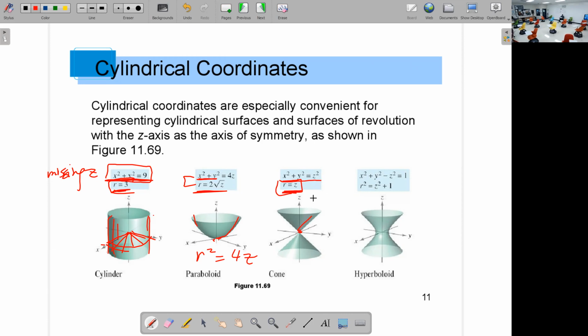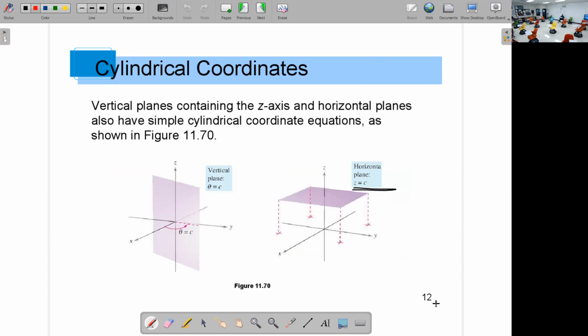Okay. So let's see. And similarly, this hyperboloid: x squared plus y squared is r squared. So you can see the various representations. Now you have an alternative way of representing these quadric surfaces.